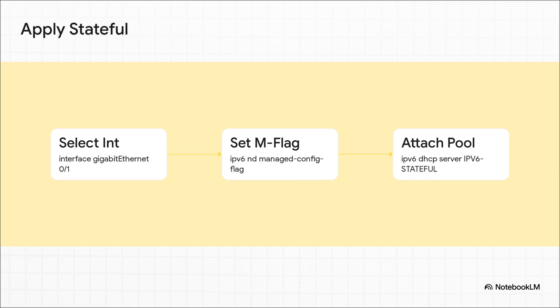Next, we're going to apply this to a different interface, Gigabit Ethernet 0/1. Here is where we explicitly type out IPv6 ND managed config flag to enforce that strict stateful managed behavior we just talked about. Once that flag is set, we bind our new pool to the interface using IPv6 DHCP server IPv6 stateful. And there you have it. With just those 3 simple steps, your router is now actively managing and tracking IPv6 leases for that entire subnet.